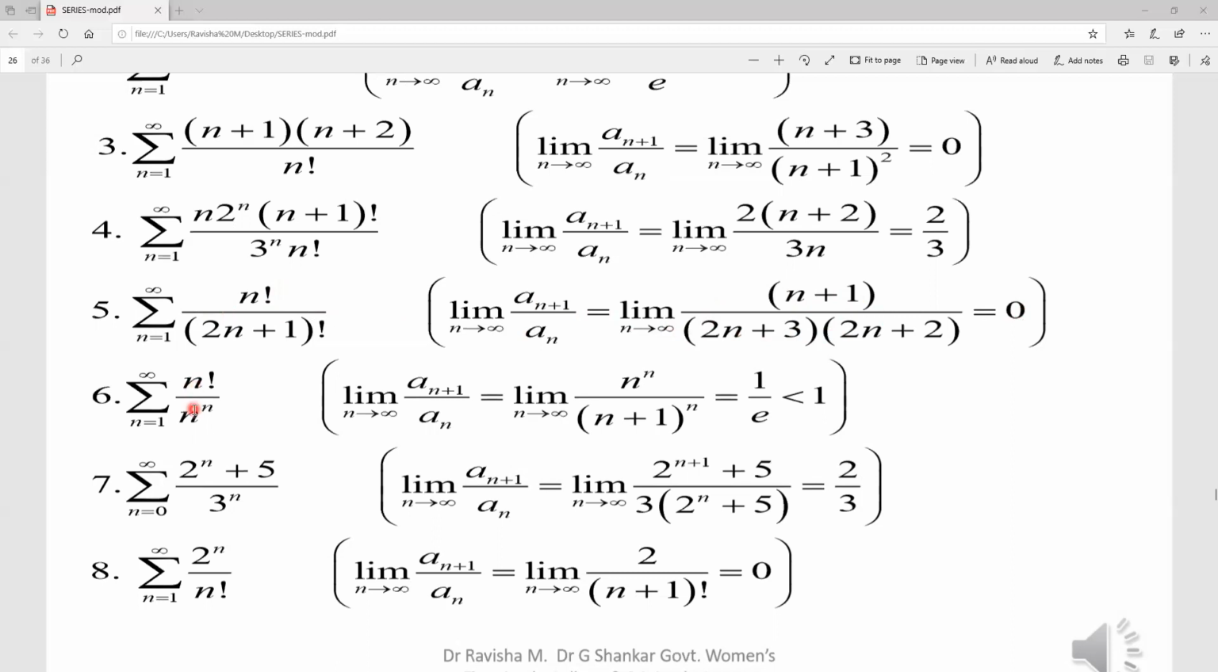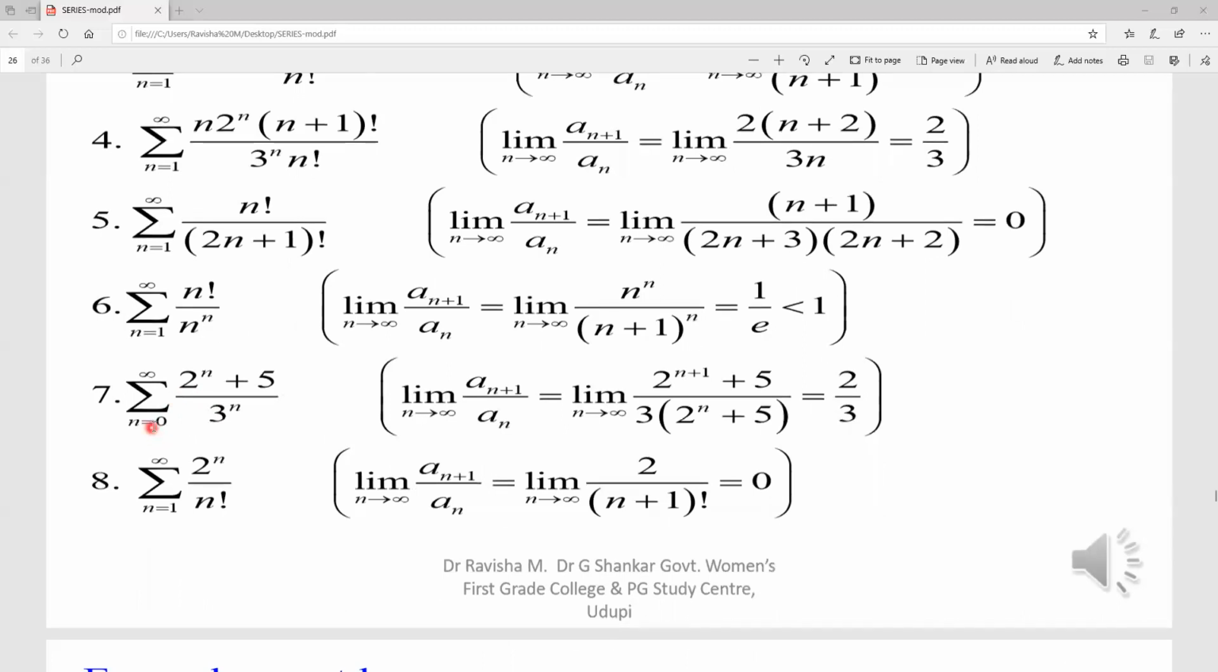Let us move to the sixth problem. Summation of n equals 1 to infinity n factorial by n power n. This series has the factorial. Therefore, the ratio test is appropriate. Take the ratio of the n plus 1 term and the nth term. So limit as n tends to infinity n power n by (n plus 1) whole power n. Taking n outside, n power n and n power n get cancelled. We have 1 by (1 plus 1 by n) whole power n. So this can be written as e. So 1 by e is less than 1. Therefore, the series is convergent by using the ratio test.